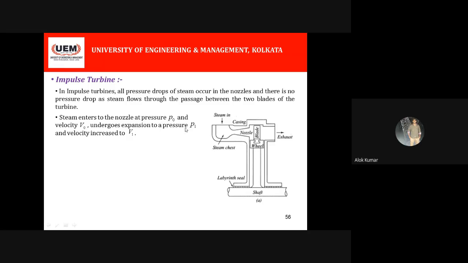P1 and P0, which one is larger? P1 is less than P0. Very good, because pressure is getting dropped in the nozzle. I'm talking about the nozzle. So pressure is reduced from P0 to P1 and velocity is increased from V0 to V1.